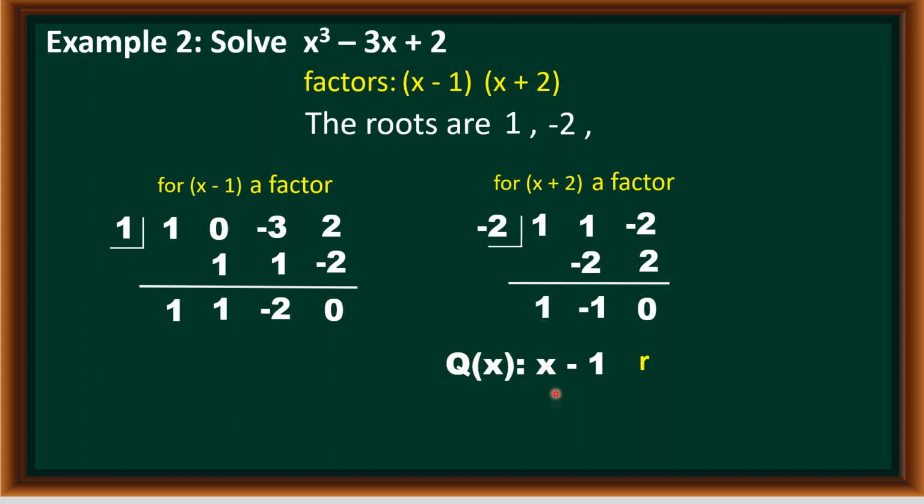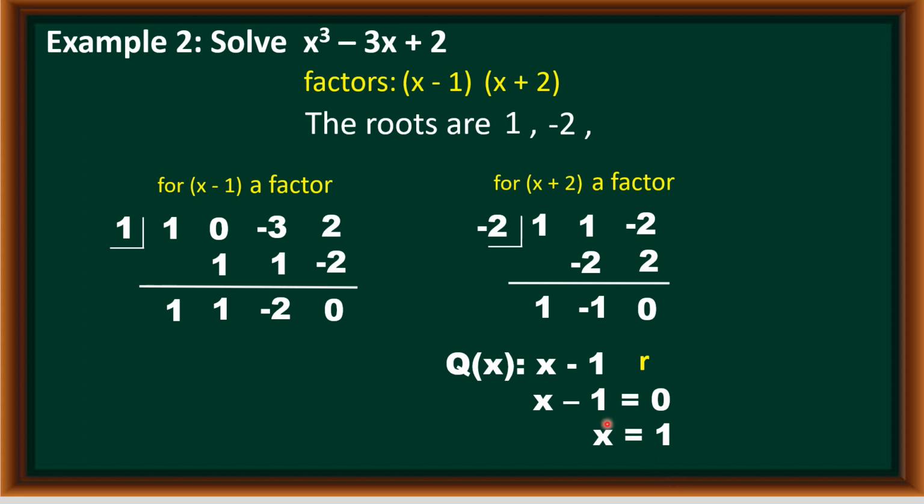So, ang quotient natin dito ay x to the first power minus 1. Wala na yung remainder. Equate lang natin yan sa 0. So, we have x minus 1 is equal to 0, x is equal to positive 1. Yun na ngayon yung pangatlo nating root.